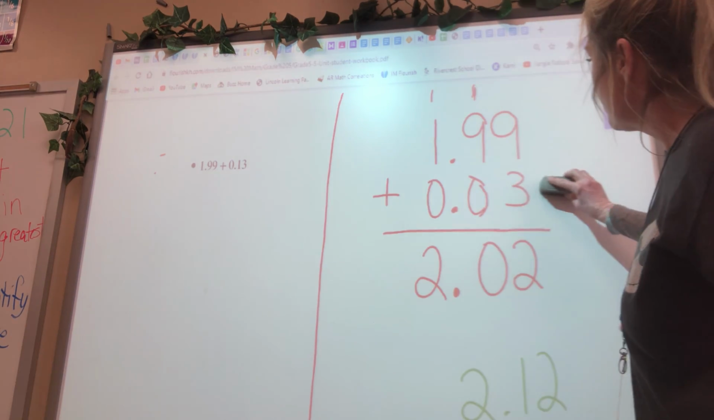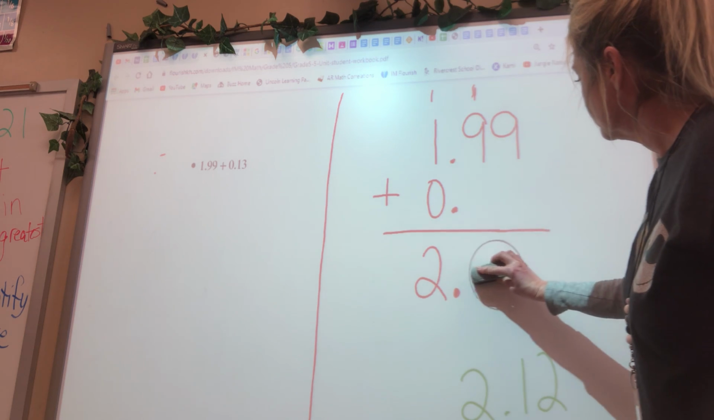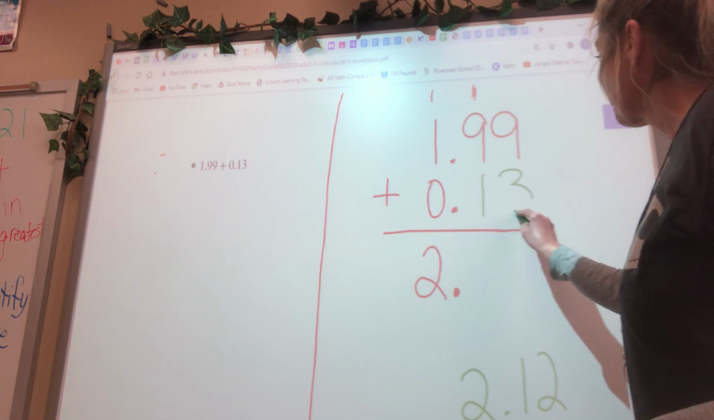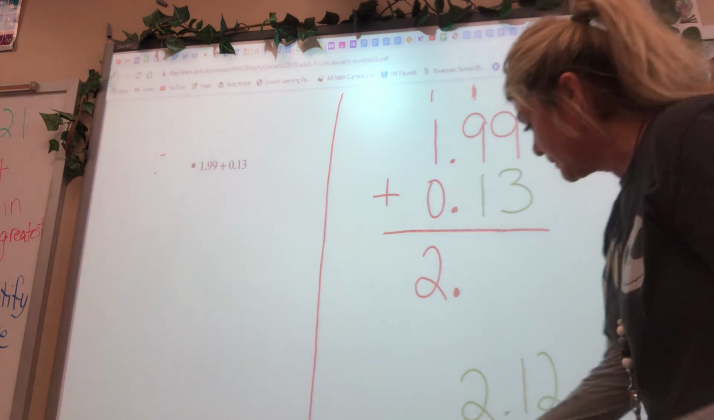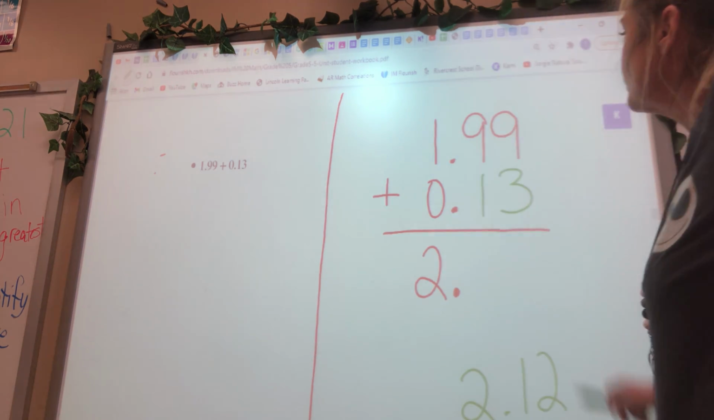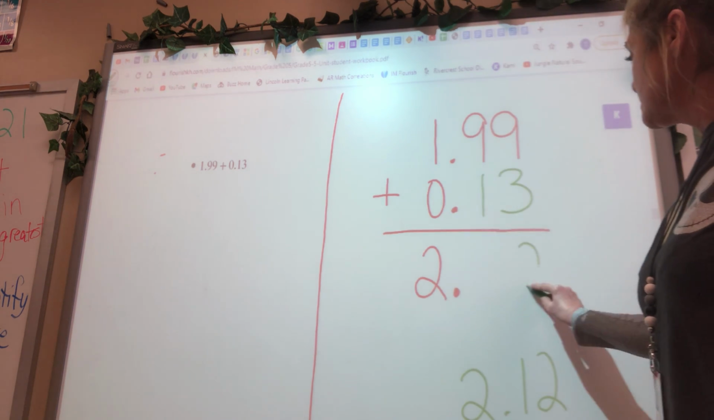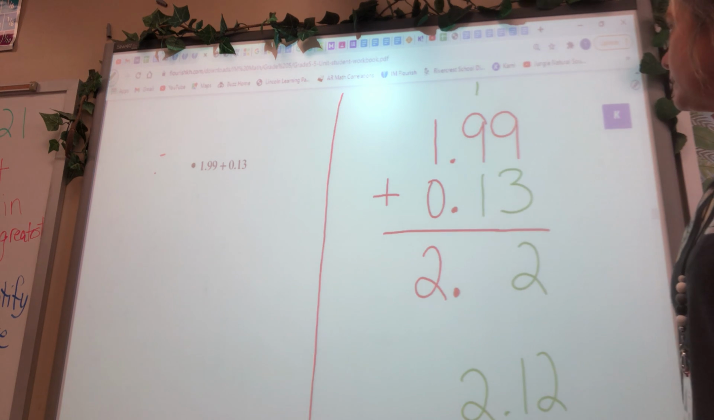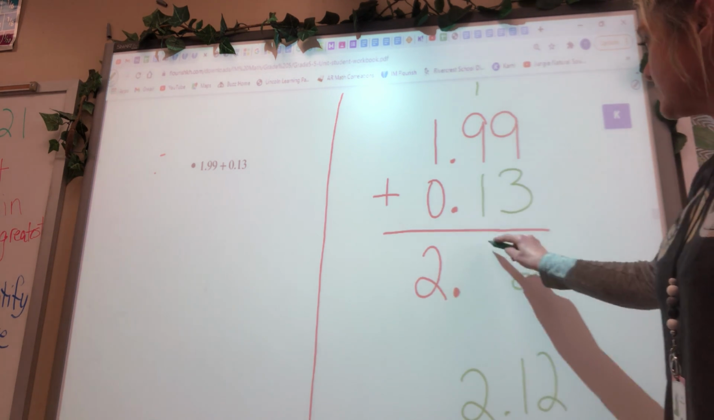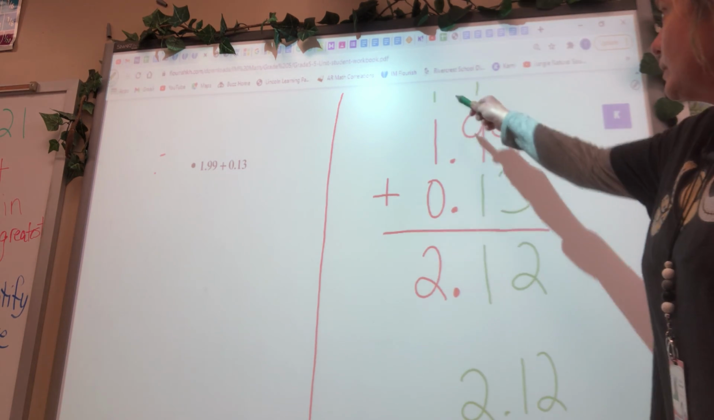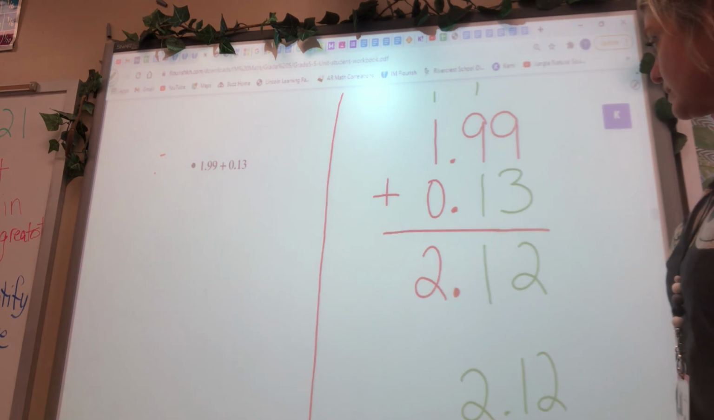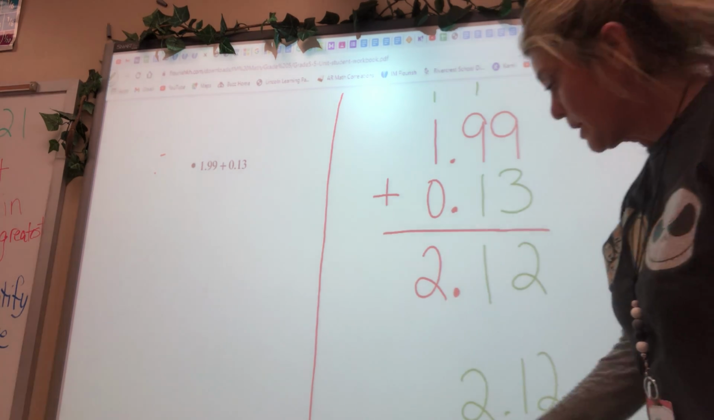Well, let's put in the problem and check it. Okay, they gave us 0.13, and if we use standard addition, just like it didn't have any decimals in it, we would have 9 plus 3 is 12. Carry the 1. 9 plus 1 is 10, plus the 1 that we carried is 11. And 1 plus 1 would be 2. So yeah, we were right. If you increase it by tenths, then your tenths place goes up by 1.